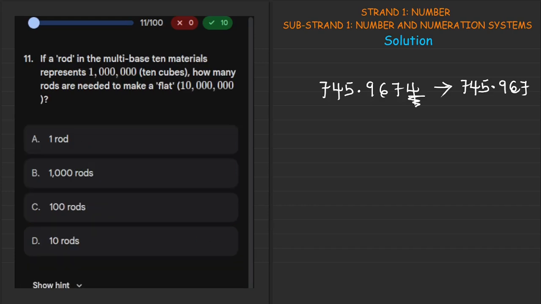Question number 11. We've solved 10 questions so far. You can take a break and then you come back so we continue.